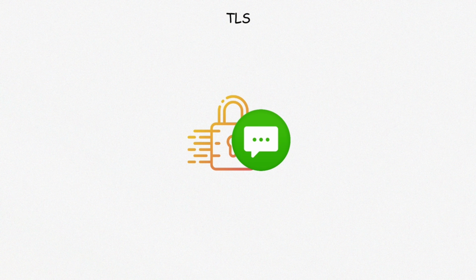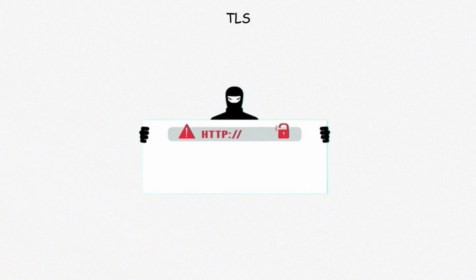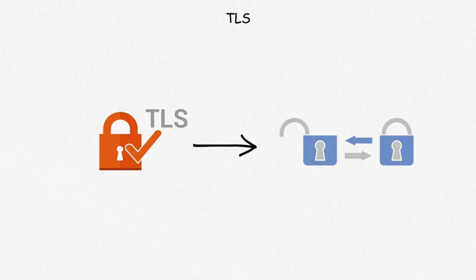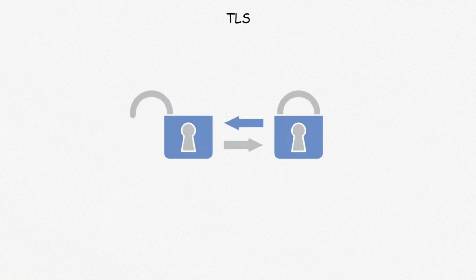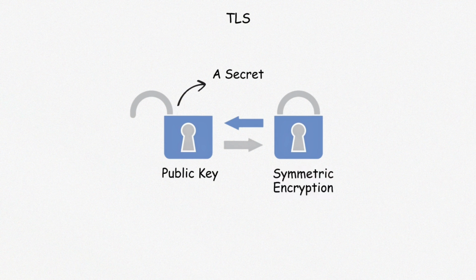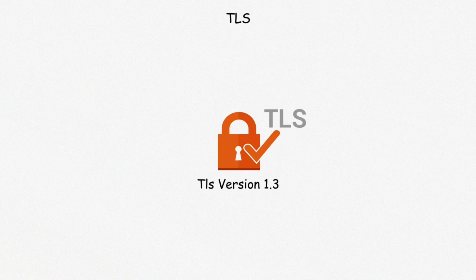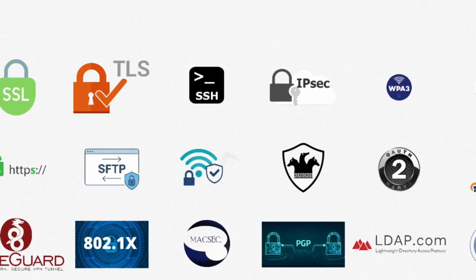It not only encrypts your messages, but it also verifies that the server you're talking to is real, not a fake website pretending to be Amazon or your bank. TLS uses a mix of symmetric and asymmetric encryption. That means it starts by using a public key to exchange a secret, then switches to faster symmetric encryption once the connection is safe. And just so you know, we're now on TLS version 1.3, which is faster and more secure than anything before.